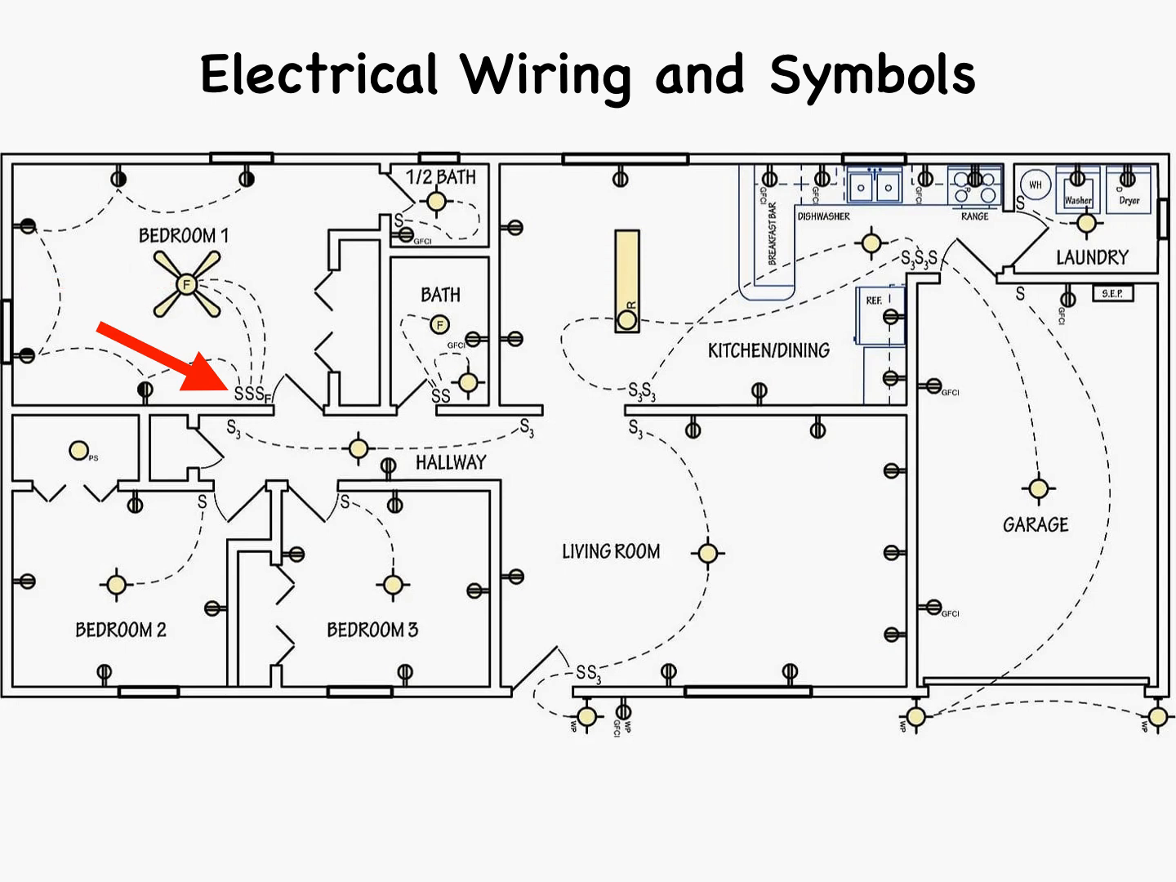The dashed lines are drawn between symbols to denote which switches control specific lights or receptacles. These symbols represent the devices used in home electrical wiring. Some of them are very similar, so care should be taken when working with them.